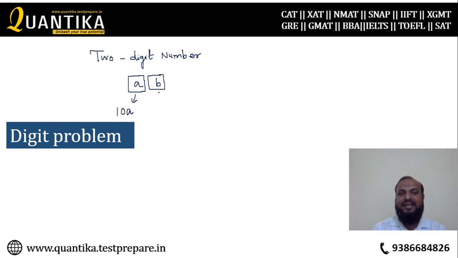And this B into 1, so this is your number. So whenever they say a 2-digit number, assume it to be 10A plus B.